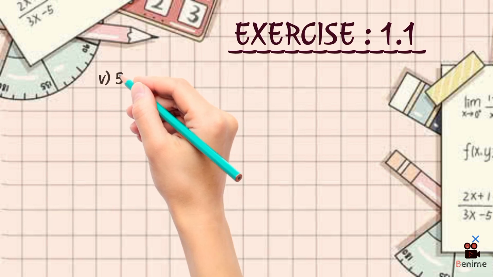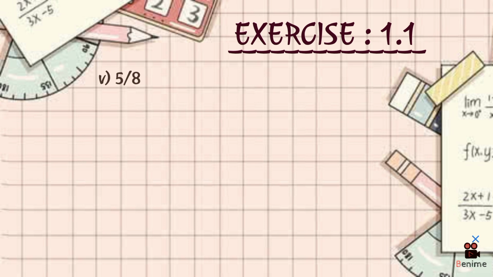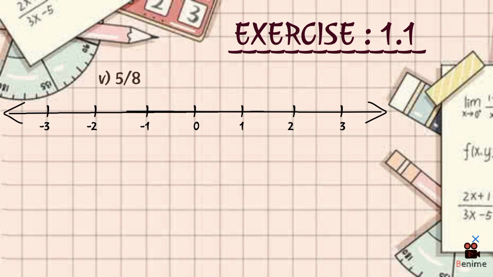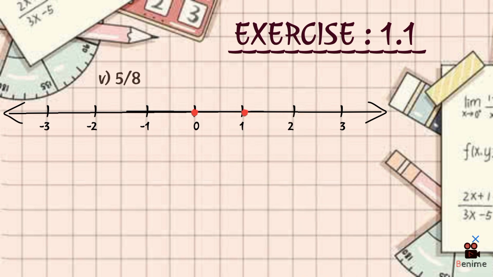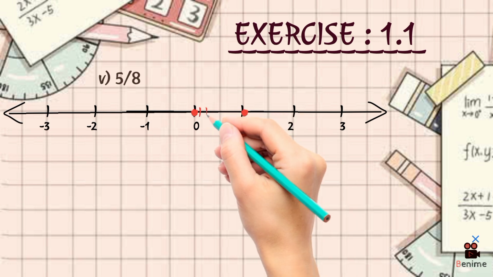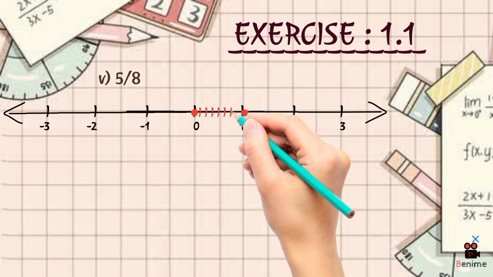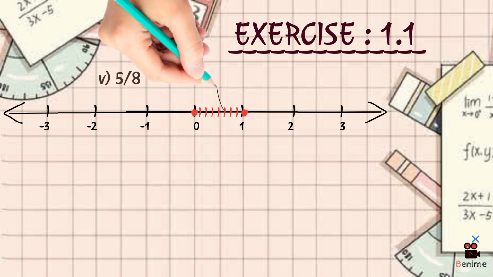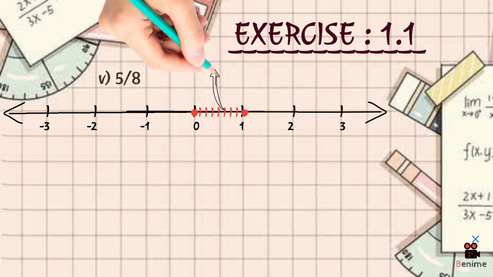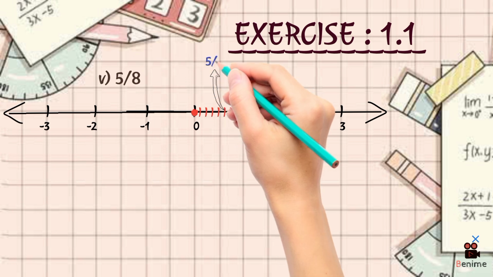Next fifth is 5 by 8. First draw a number line. Next, to locate it on the number line, mark number values 0 and 1. Divide the interval between 0 and 1 into 8 equal parts. Now 5 by 8 means, select 5 parts to the right of 0. That point represents 5 by 8.